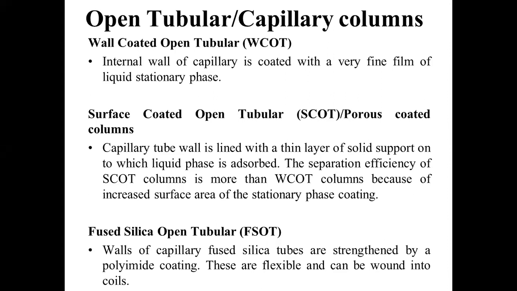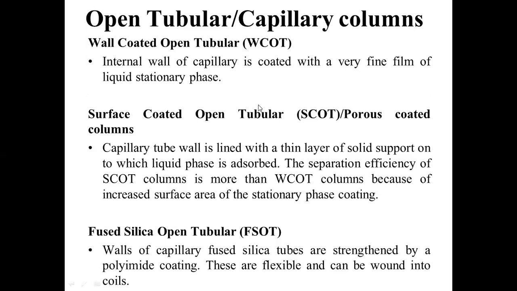These types of columns are called wall coated open tubular columns. Very simple. You pass the solution of the stationary phase through the capillary column and evaporate the liquid by heating, keeping it in the oven. The liquid is evaporated, and the solid sticks to the walls of the capillary. So that thin film stuck to the walls of the capillary will function like a stationary phase. These types of columns are called wall coated open tubular columns.